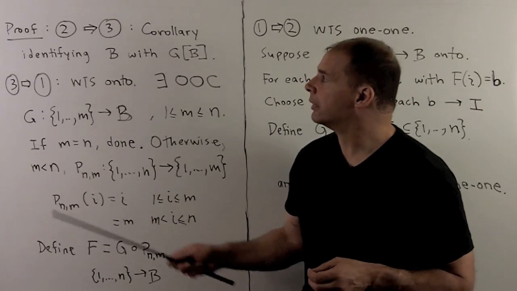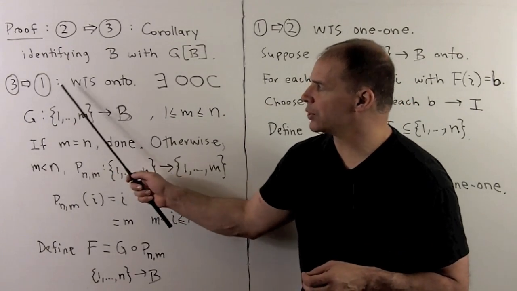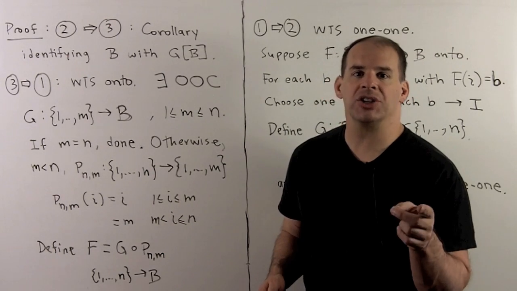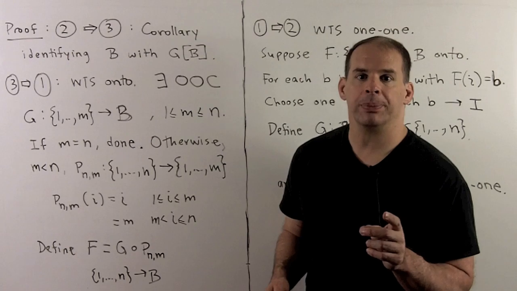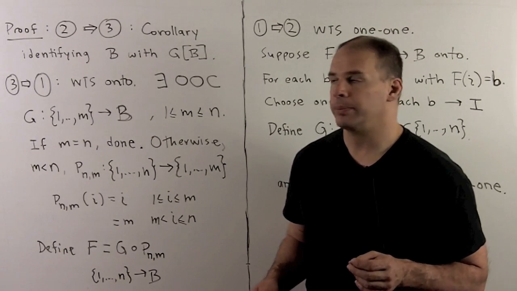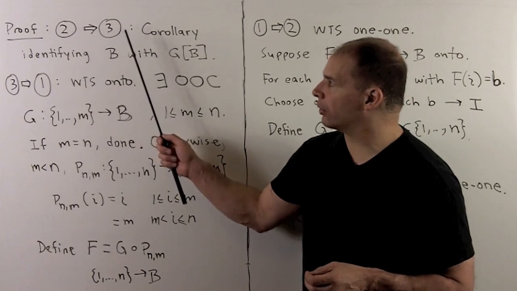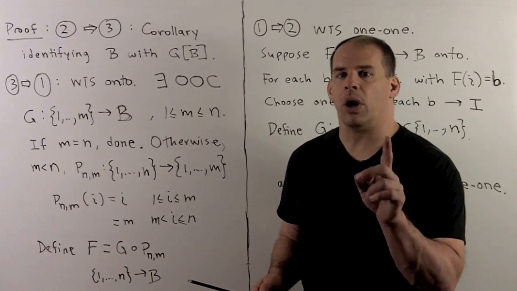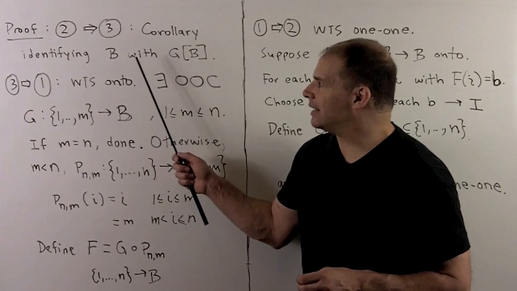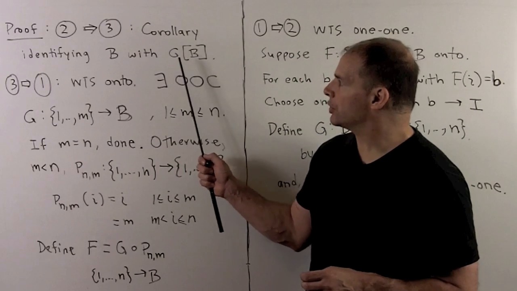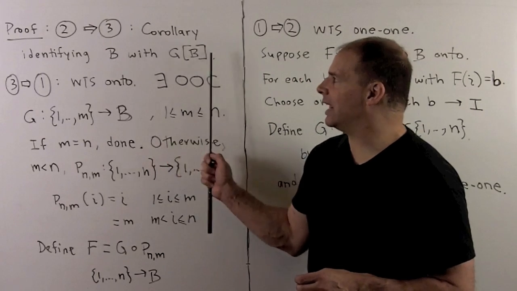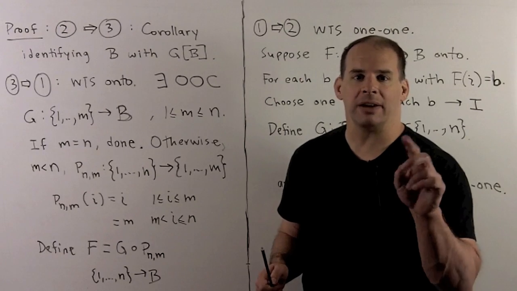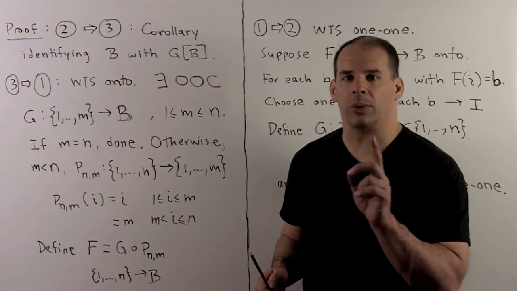For a proof, we show 2 implies 3, 3 implies 1, and 1 implies 2. We'll have the implications in any direction between our 3 statements, so they'll all be equivalent. Now, for 2 implies 3, we have a one-to-one map from B into {1 through n}. I can identify B with its image, G of B, and this identification is going to be a one-to-one correspondence. So that means I can identify B with a subset of {1 through n}.